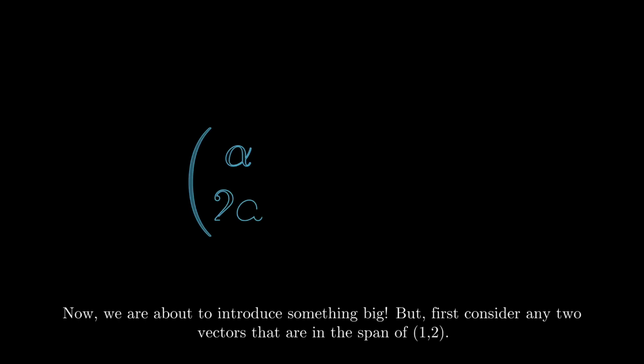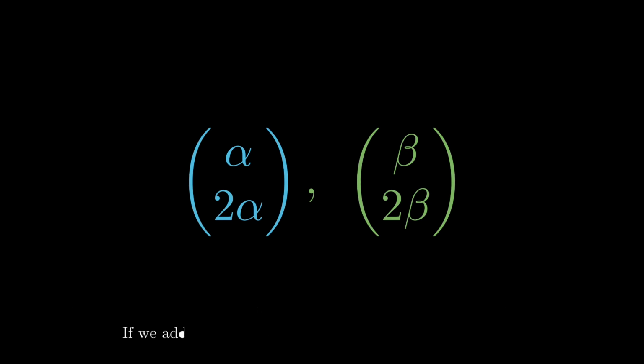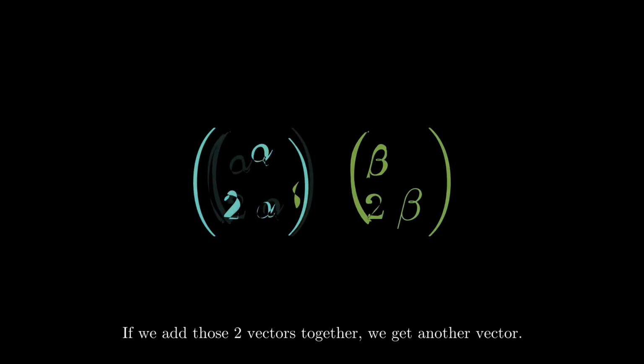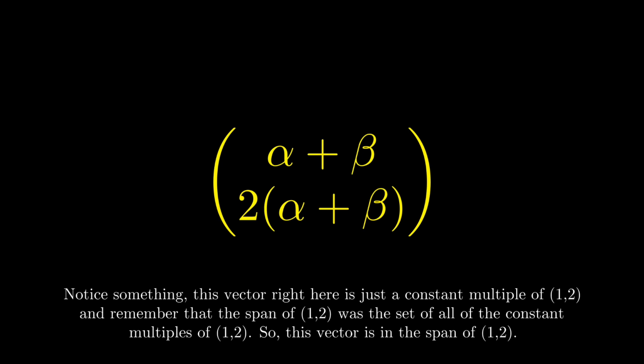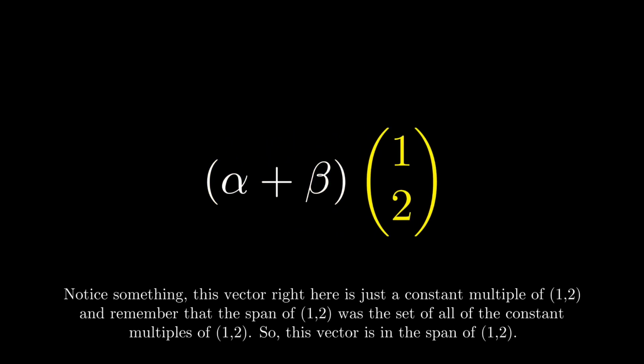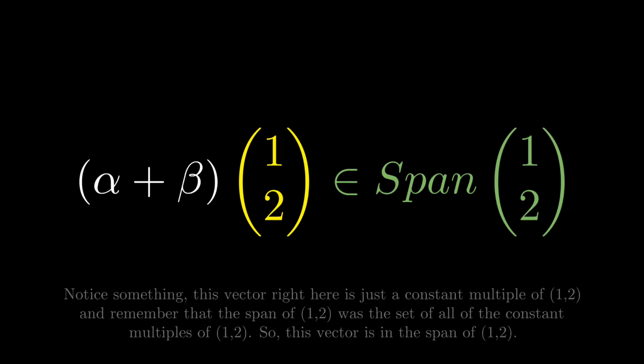Now we are about to introduce something big, but first consider two vectors that are in the span of 1, 2. If we add those two vectors together, we get another vector. Notice something, this vector right here is just a constant multiple of 1, 2 and remember that the span of 1, 2 was the set of all constant multiples of 1, 2. So, this vector is in the span of 1, 2.